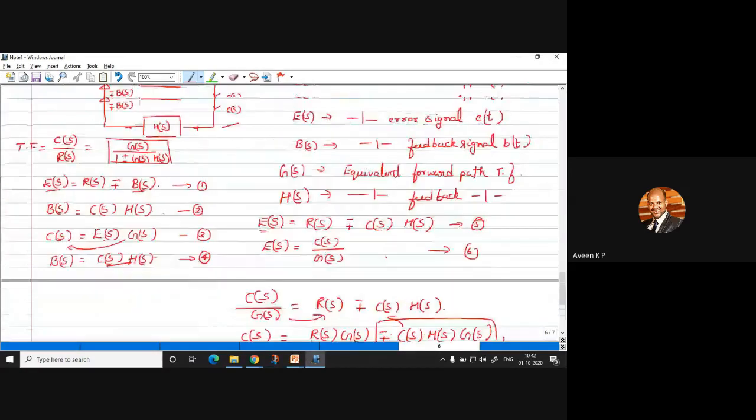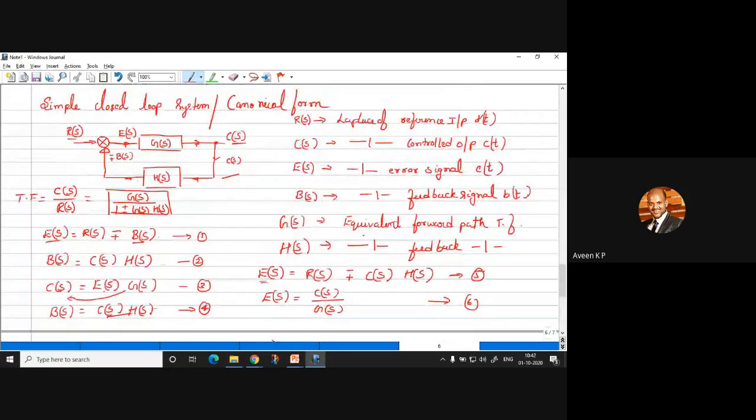Okay. So we shall wind up here. In next class, we will check the rules of reducing block diagram. We will check one rule, total 12 rules are there, one by one we shall check.